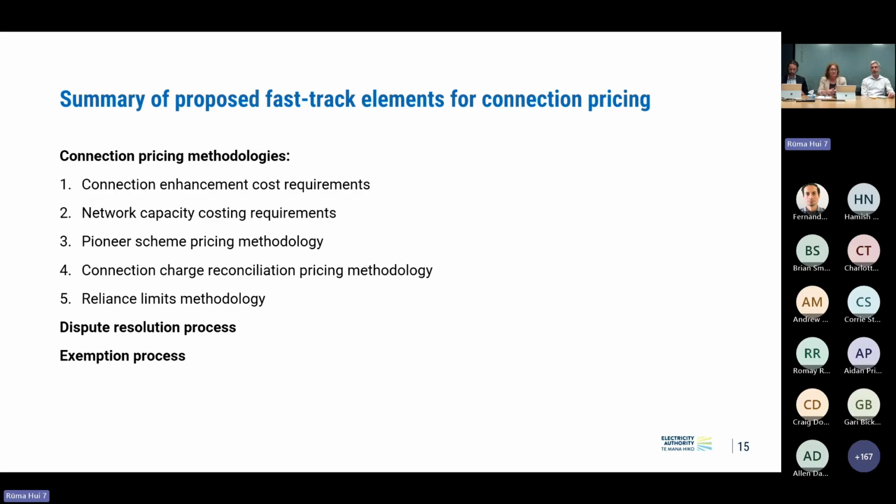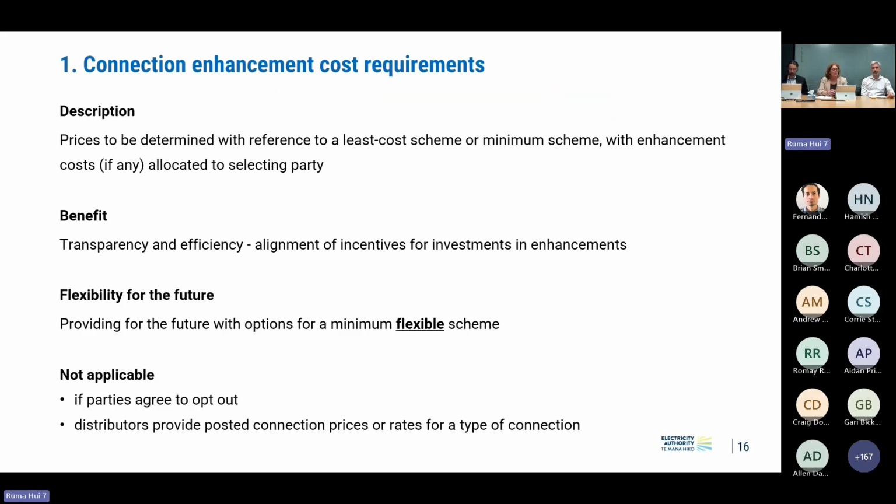These fast-track proposals aim to support more efficient investment in infrastructure by distributors and access seekers, which lowers overall cost to consumers and supports a growing, thriving and electrified New Zealand. Let's take a look at each of these proposals. Firstly, the connection enhancement cost requirement.